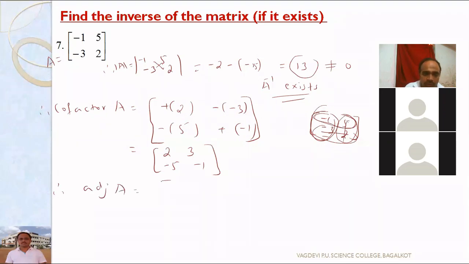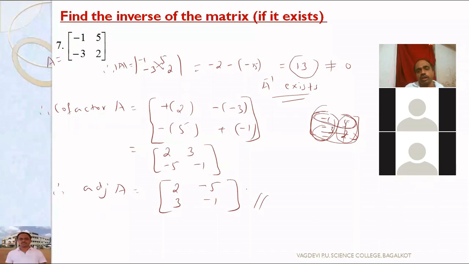Therefore, adjoint of A. So what is the adjoint? I said adjoint means transpose of the cofactor matrix. Transpose means convert rows into columns. So what is the first row? 2, 3. The same 2, 3 we will write in the form of a column. Correct? Then the second row, minus 5, minus 1. This is adjoint. Very important.